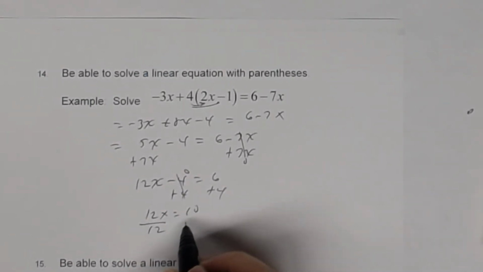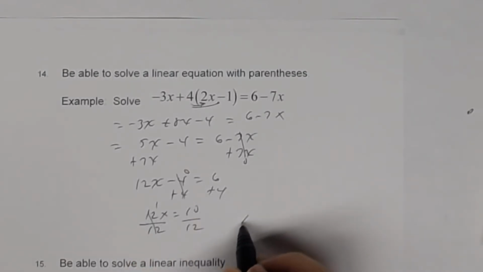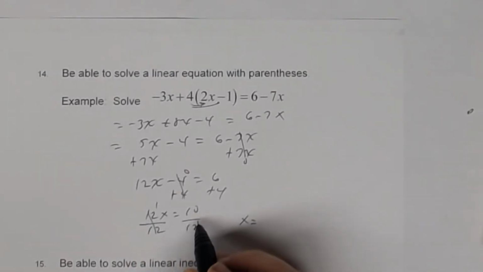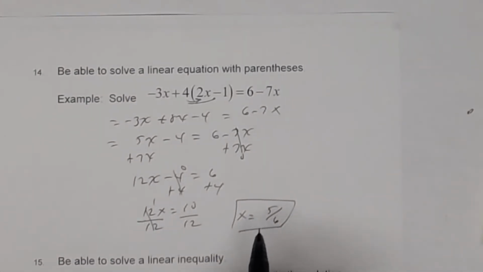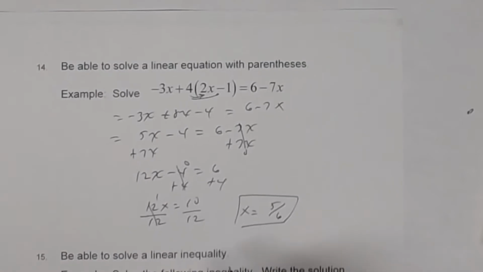And divide both sides by 12. I get x to be 10 twelfths. You got to reduce, which gives us 5 sixths. And leave this as a fraction. Do not use a decimal.